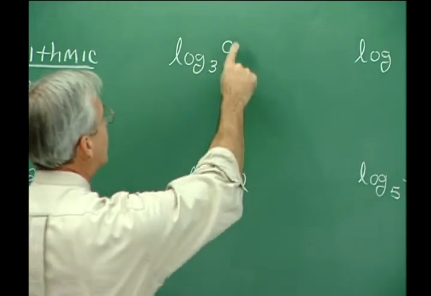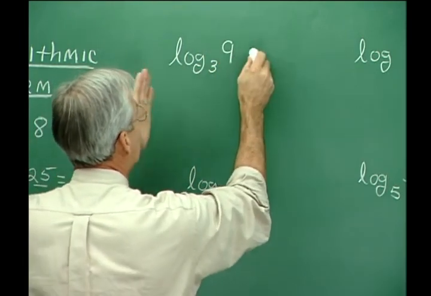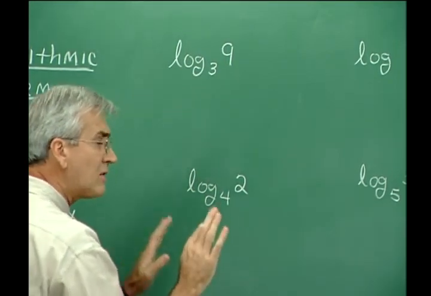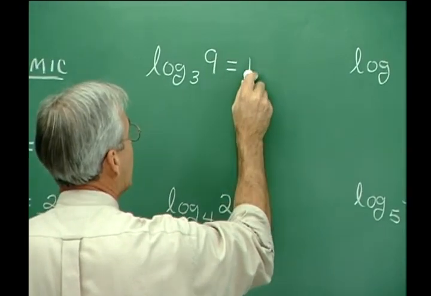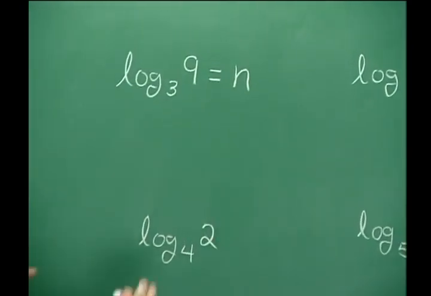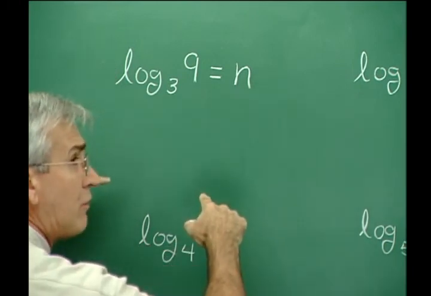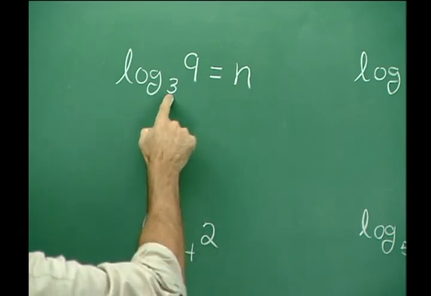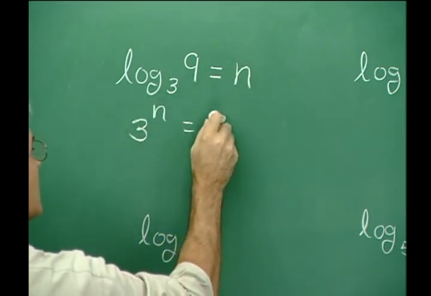Now, sometimes we'll easily be able to see through them, kind of like this one, and we can go immediately and say this is equal to 2. Or if we can't see through them easily, here's what we need to do. We'll set this equal to some letter, like n, let's say, and now we go from the log form into the exponential form to solve this. And here's how it works. Base, exponent, so we have 3 to the n power is equal to 9.